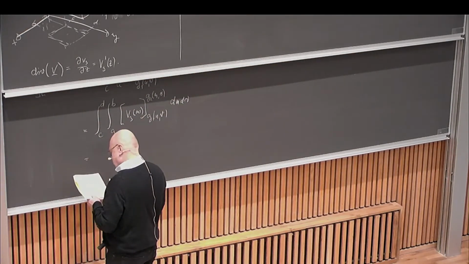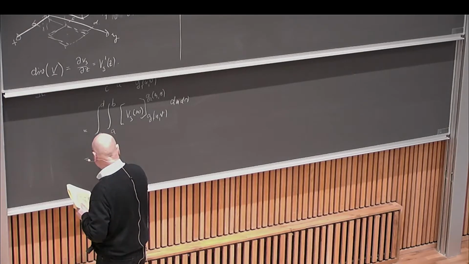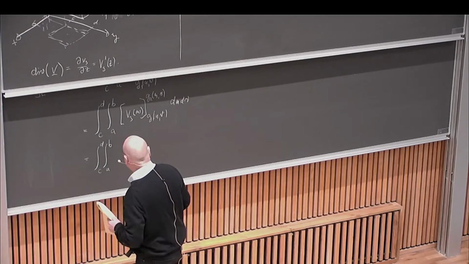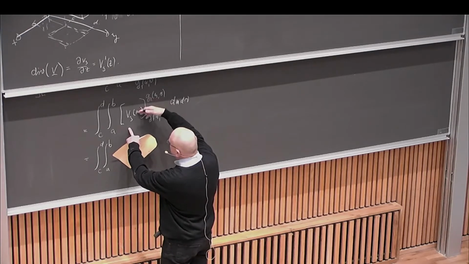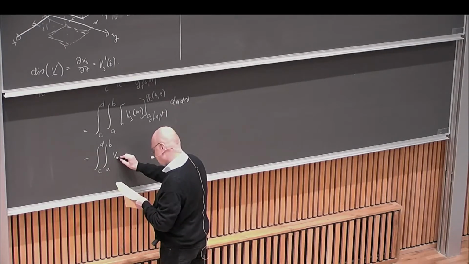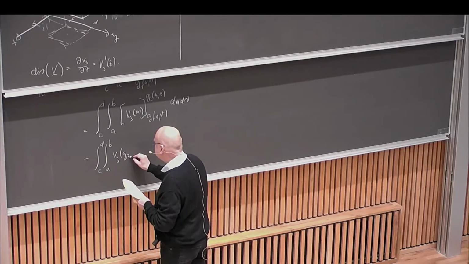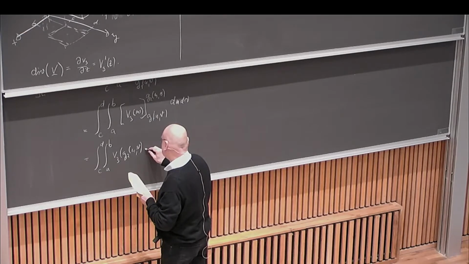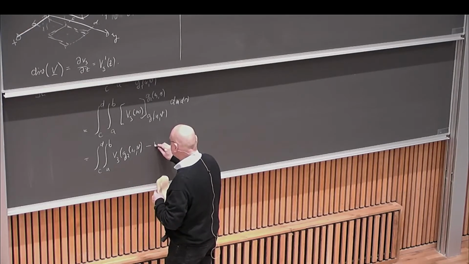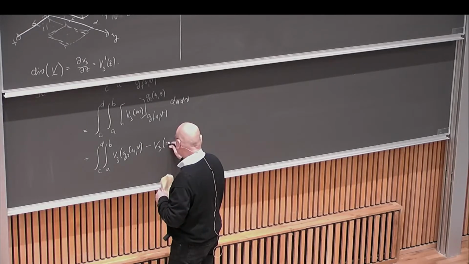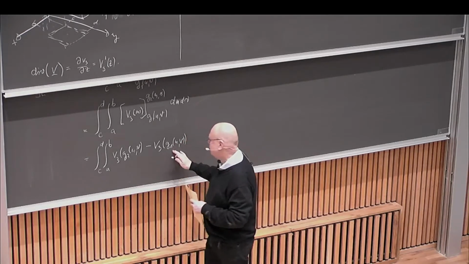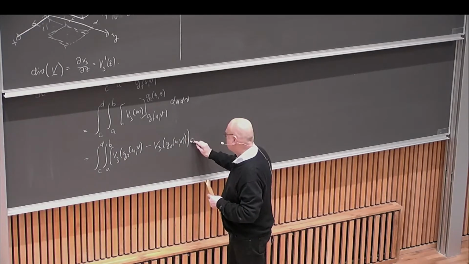So I write here C, D, A, B. And then if I put in the upper limit, I get V3 of G2 of U comma V. And then minus V3 of G1 of U comma V, du dv.